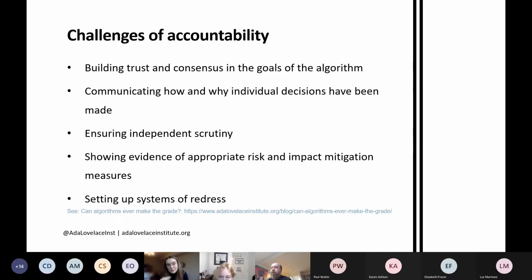And similarly, that then flows down to individual decisions, communicating how and why individual decisions have been made, which can be made more complex as the models involved are more complex. And we've also seen challenges with independent scrutiny, for instance, in the A-level Ofqual situation. The Royal Statistical Society itself offered up support for independent scrutiny there, but that didn't flow through to action. And then challenges around showing evidence of appropriate risk and impact mitigation mechanisms, and setting up systems of redress, which is perhaps more appropriate in individual decision making. But I think it would be an interesting challenge to think about what that might look like in a more systemic resource allocation scenario.